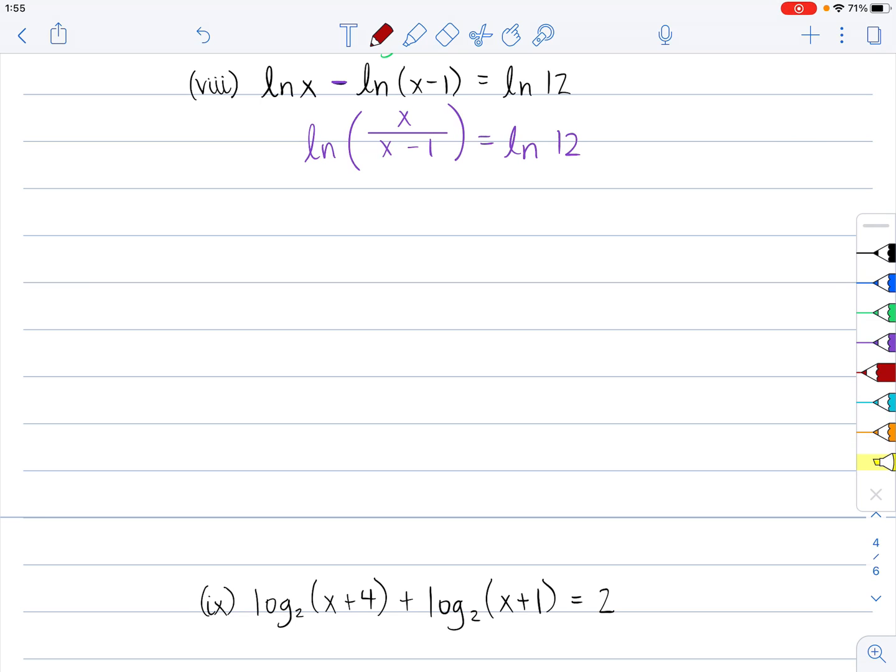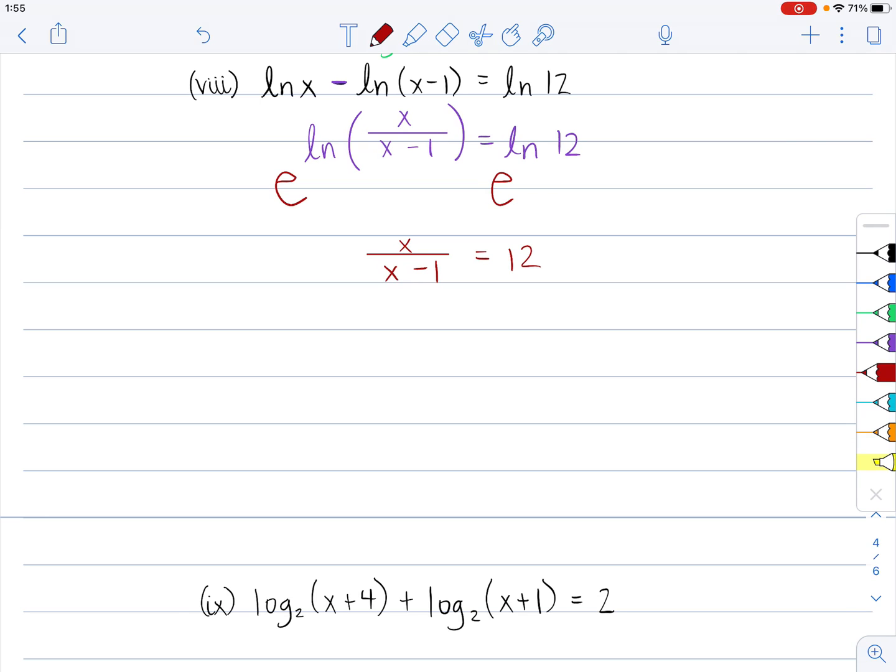Now, ln, I don't see my base there. But who is my base on ln? I'm supposed to know he's base e, which is why we are going to e both sides. e raised to the ln cancels and x over x minus 1 falls out. That's going to equal e raised to the ln cancels and 12 falls out.